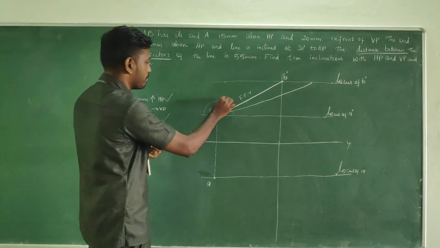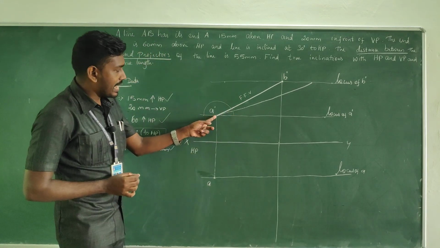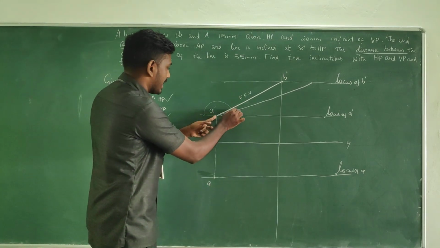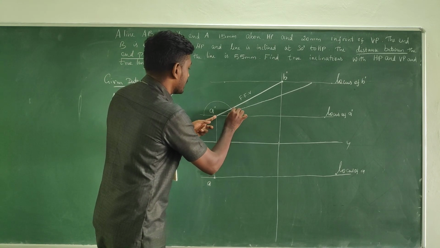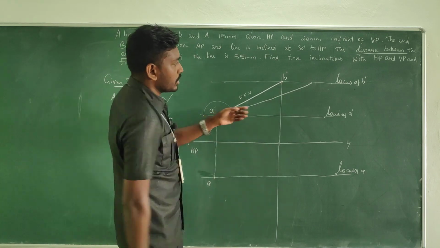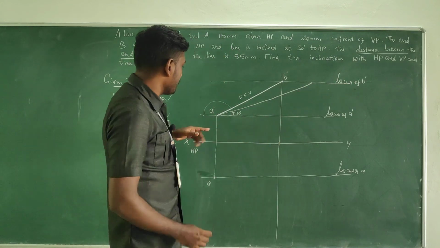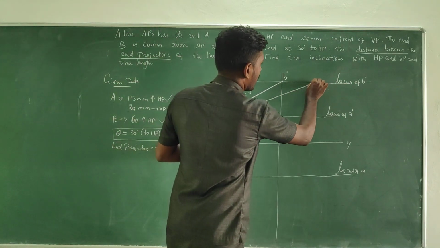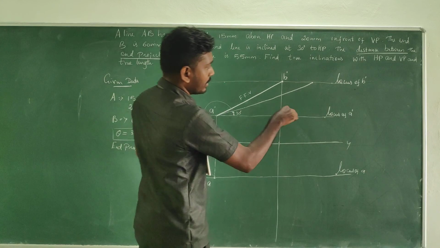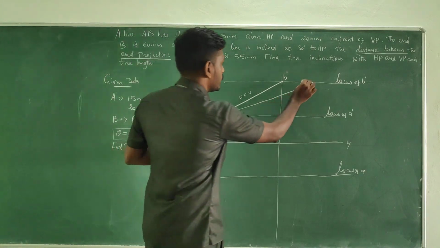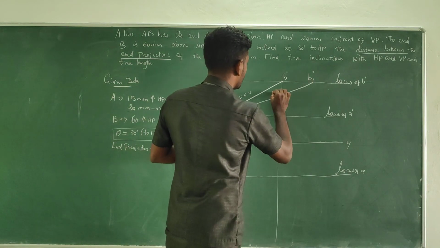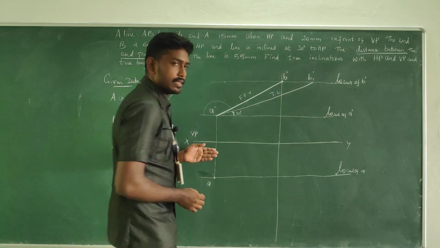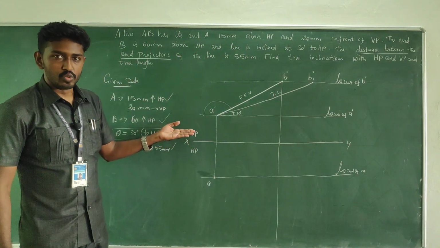So you have kept the protractor at A dash and measured 30 degrees, directing the 30 degree line to the locus of B dash. At that time, you will get a point at the intersection on the locus of B dash, which is B1 dash. It's a true length, okay, true length.